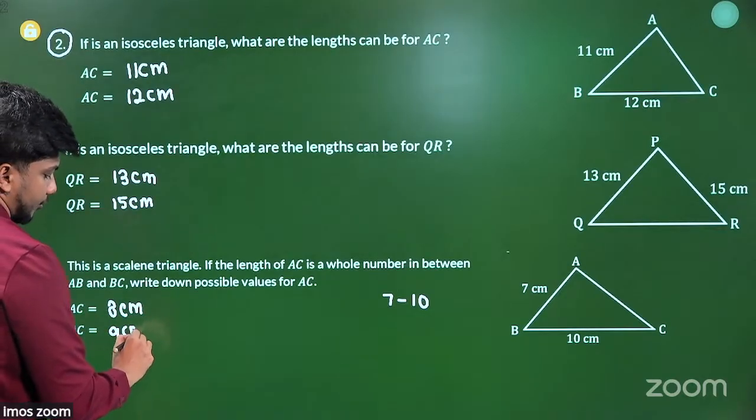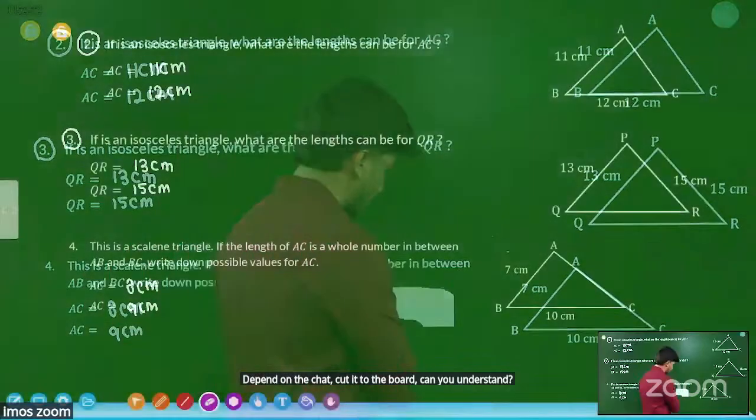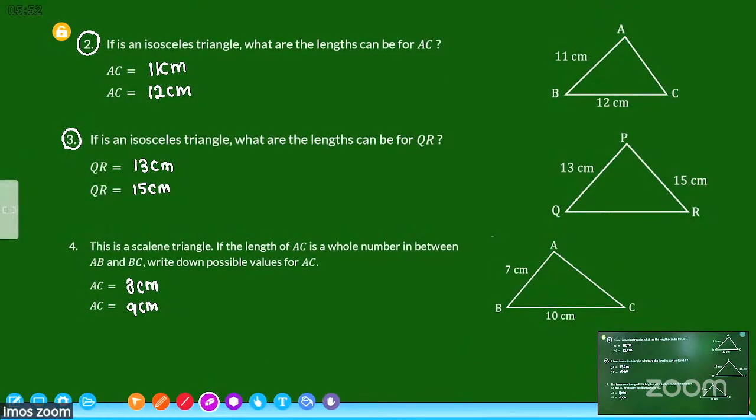Turn on the chat, correct it on the board. Can you understand?